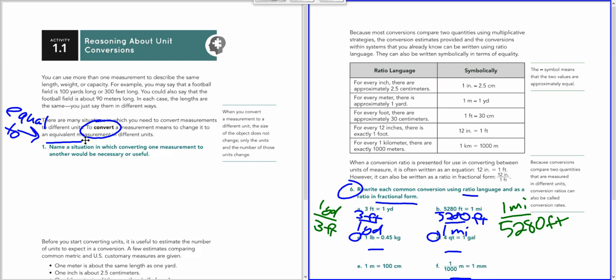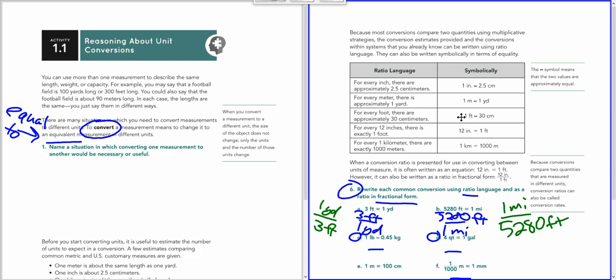So equivalent here means equal to. We're not changing the measurement itself. It's still the same length, same mass, same distance, whatever. It's just written in a different unit. So the numbers will change, but the value is still the same. That's what we mean by convert.